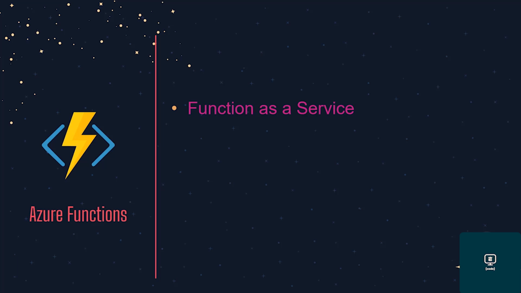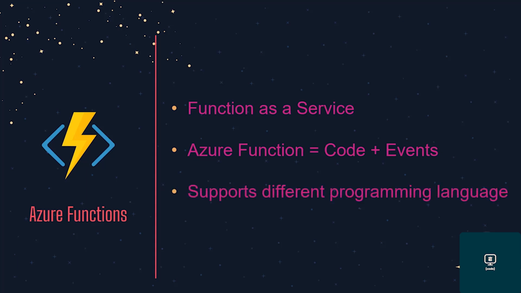So let's start off by learning a bit more about what exactly Azure Function is. The first thing that you can see is it is function as a service. So basically you will be deploying your code and that will automatically be executed. Azure Function is ideally a combination of code and events. Code basically refers to the function that responds to an event. Azure Functions also support multiple programming languages, but the one that we will focus on is C# in this course.